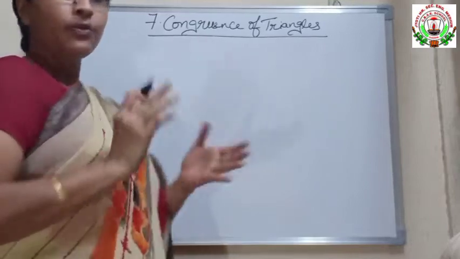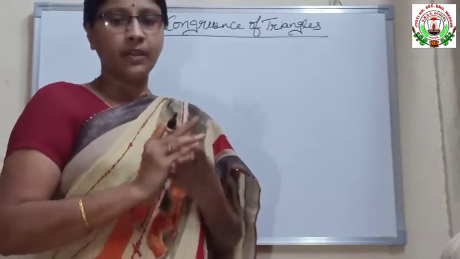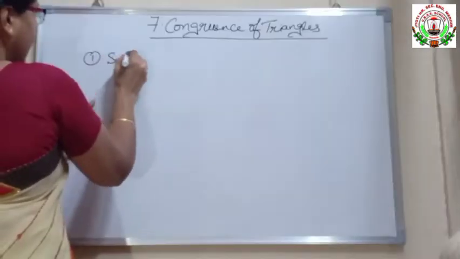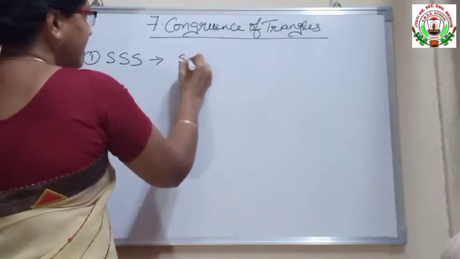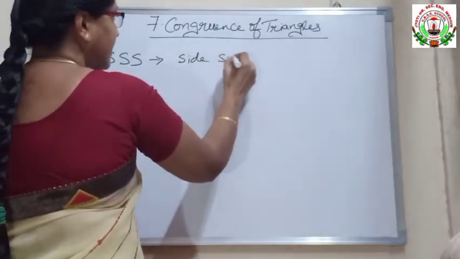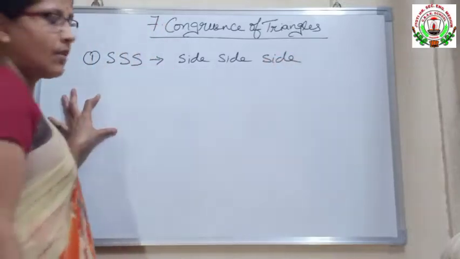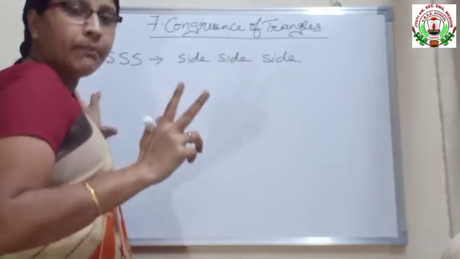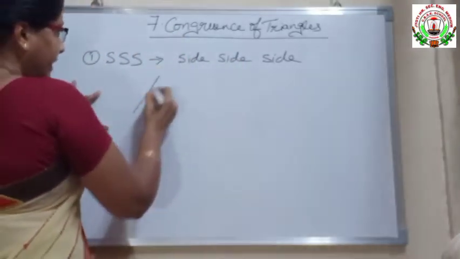Next, now that you have understood the corresponding sides of the two given triangles, the congruency of triangles is based on 4 criteria. First one is the SSS criterion. The meaning of this is side, side, side. It means the 3 sides of the two compared triangles should be equal. Let us do it with one example.